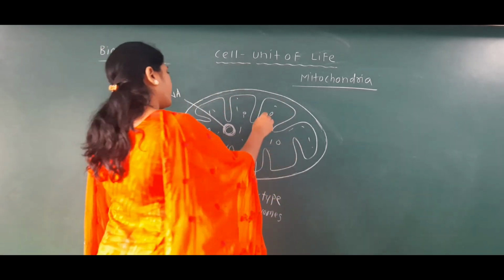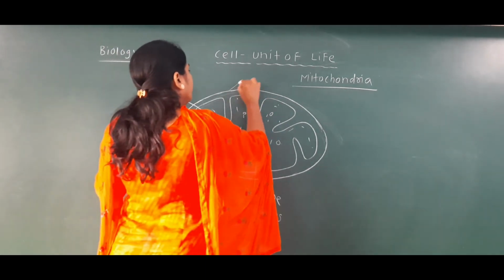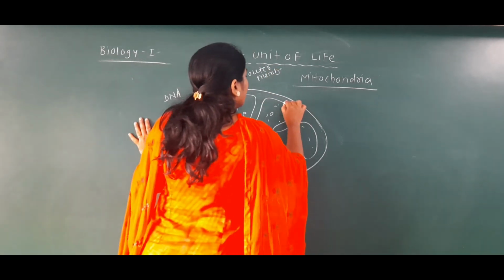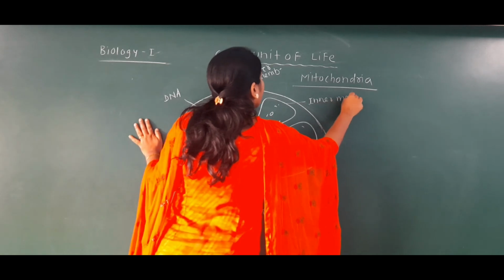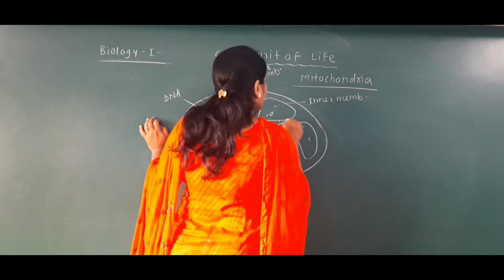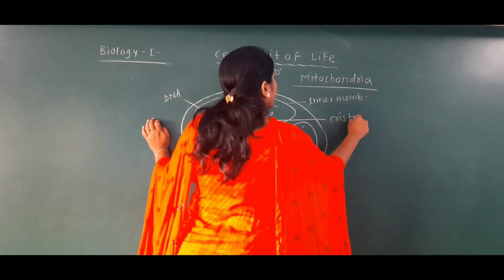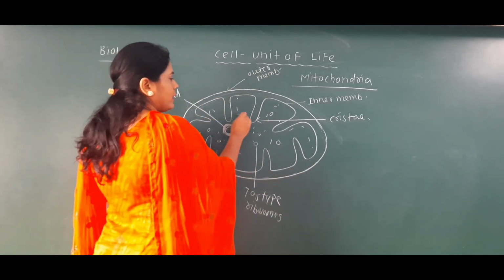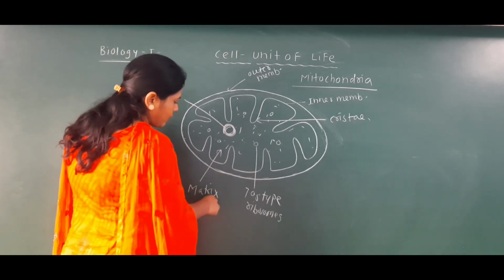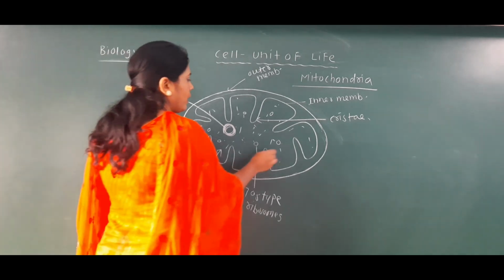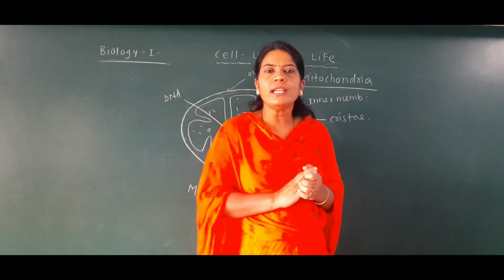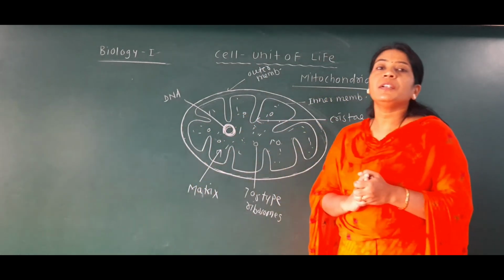Here you can observe this is the outer membrane. This one is the inner membrane. Inner membrane shows finger-like projections. Those finger-like projections are called cristae. Here, this portion is called the matrix of the mitochondria. Some RNA molecules can also be observed inside the mitochondria. So here this mitochondria has a double membrane structure.